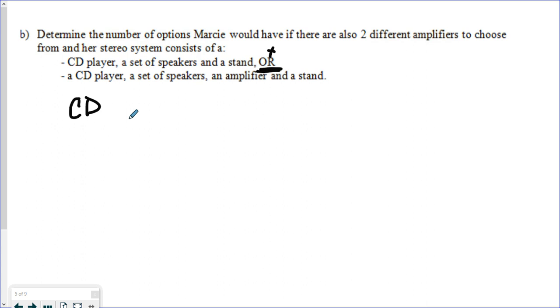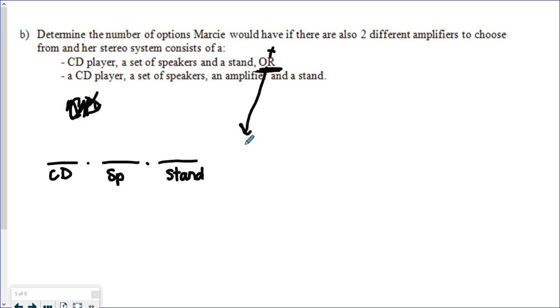I don't know that I necessarily need to write this. Sorry, I'm just going to cross it out. A CD player, set of speakers, and a stand. Or a CD player, a set of speakers, a stand, and an amp. So what we want to look at is, again, CD, speakers, stand, and then here we're going to add the options if she's now having an amplifier as an option.